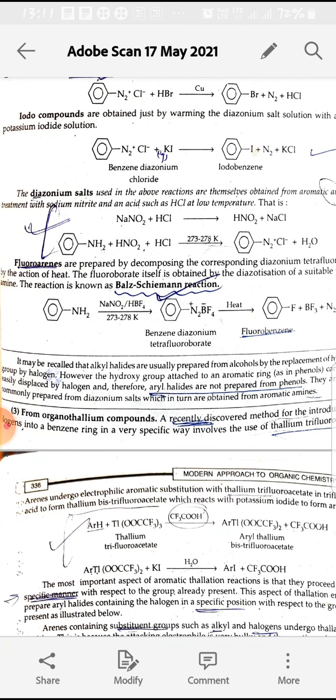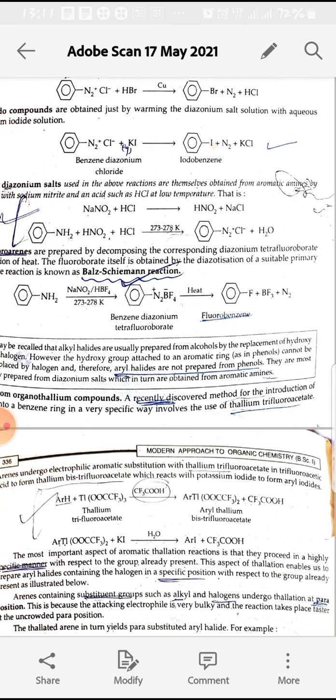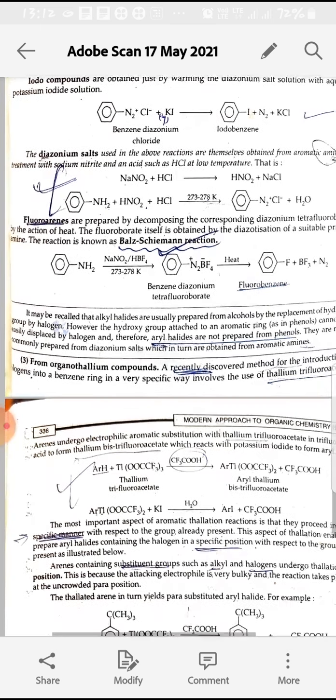And in alkyl halides, as we read, we can substitute alcohols, for example the OH group is easily substituted by the Cl group. Then aryl halides cannot be prepared from phenols, because the hydroxy group on benzene cannot be easily substituted, and so we do not use this method as we use in alkyl halides.